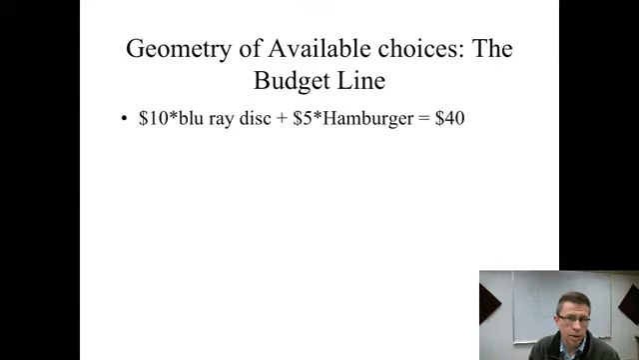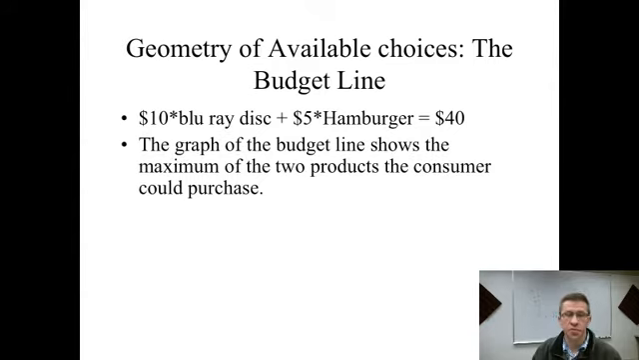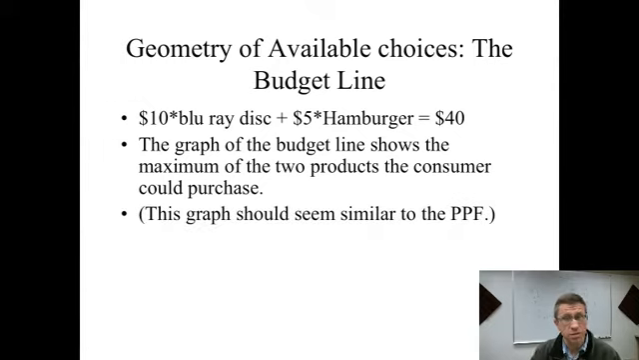Okay. On the screen, you just see it in equation format, right? $10 times the Blu-ray discs plus $5 times the hamburger meat. So $40. The graph that we just put on shows the maximum of the 2 products the consumer could purchase. I'm thinking this graph should seem somewhat similar to the PPF. Yeah, it doesn't translate perfectly, but if you're spending all your $40, we're not judging yet. We will be judging soon, what the right purchase is.